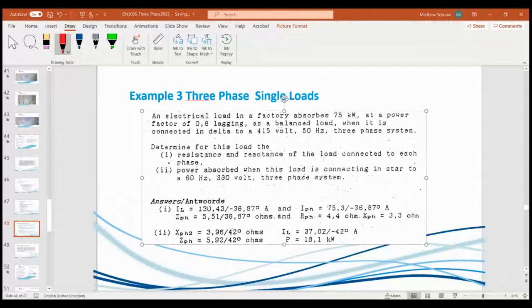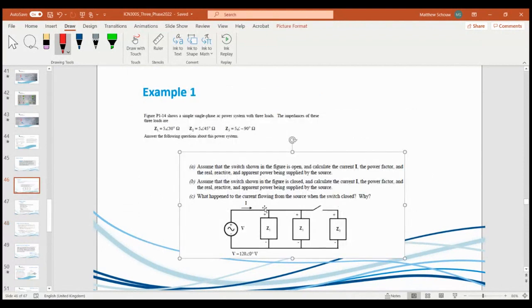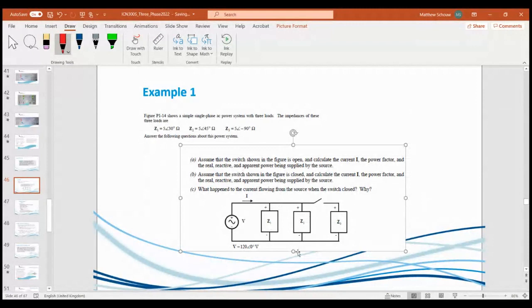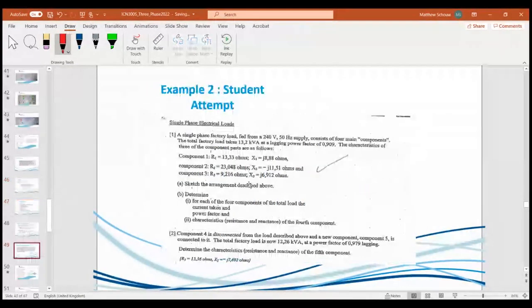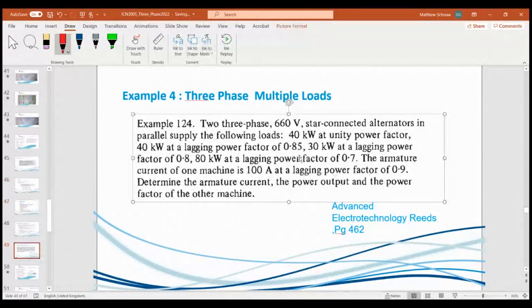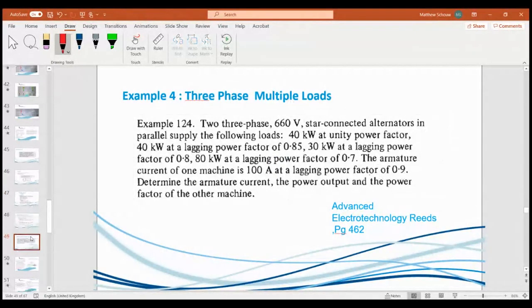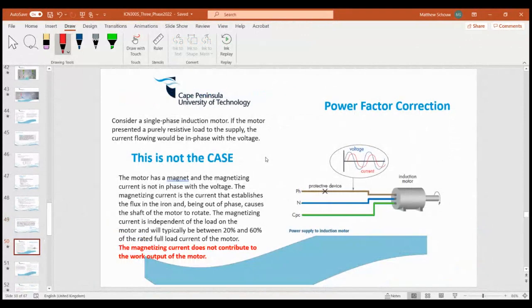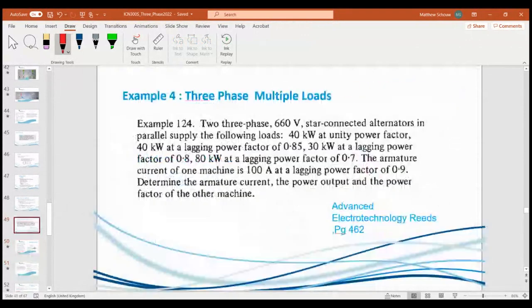Okay, so what we're going to do after our coffee break or tea break is do this example. Then we're going to do one where we have multiple loads, and then another one with 3-phase with multiple loads now. I like this one in particular. And then that'll basically be done for this session.